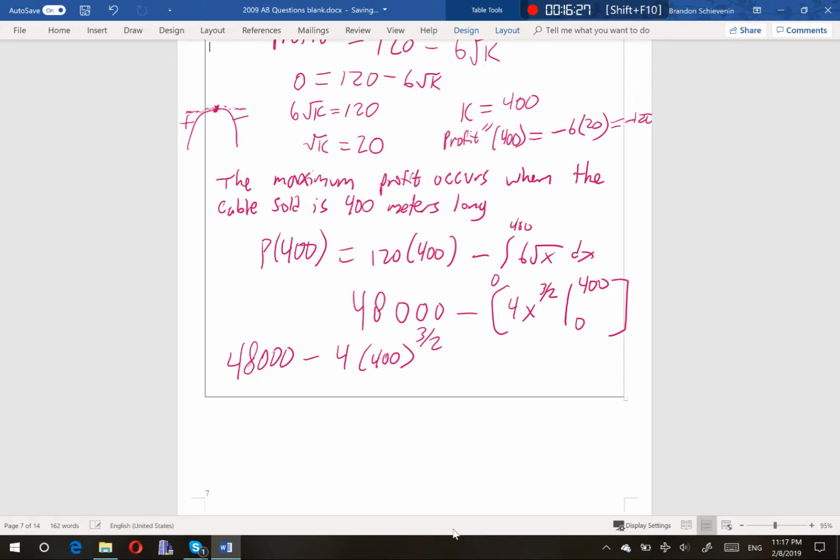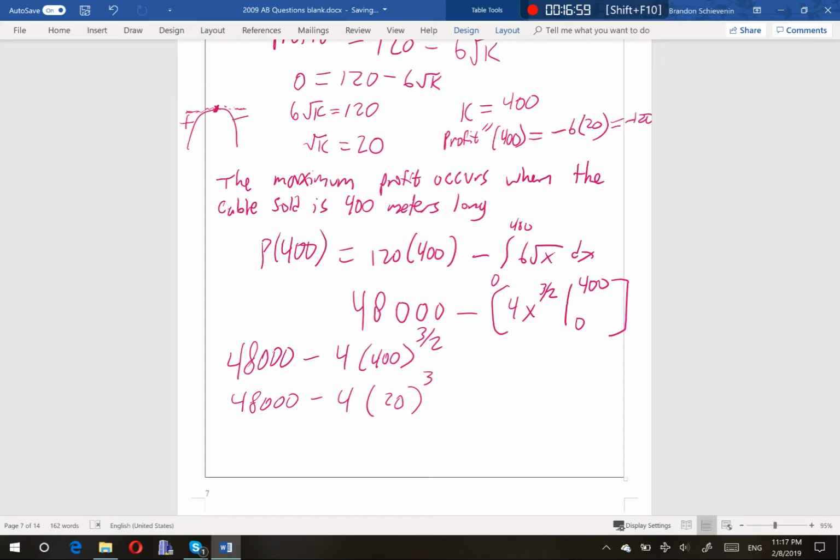I'll work this out completely this time. If I'm raising something to the 3/2 power, that means I am taking the square root of what I have inside, and then I'm cubing it. So if I take the square root of 400, I get 20. So this is 48,000 minus 4 times 20 cubed. So that'll be 20 times 20 times 20.